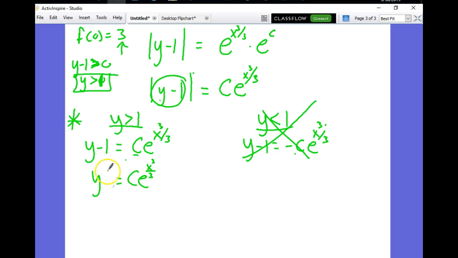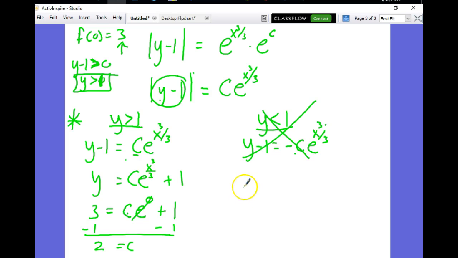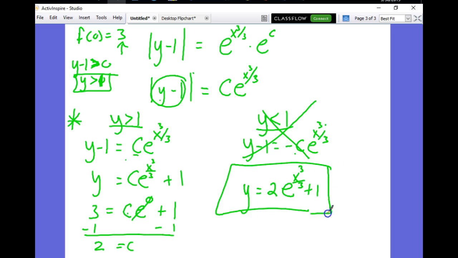Now I'm going to move the 1 over here, so it's plus 1. And to find my c, I'm going to plug in my initial condition. So if I plug in 0 here, this whole exponent becomes 0, which means that's just 1, and 1 times c is just c. So now I've got 3 equals c plus 1, which means that c equals 2. And I have my final answer now. y is equal to 2e to the x cubed over 3, plus 1. There it is.